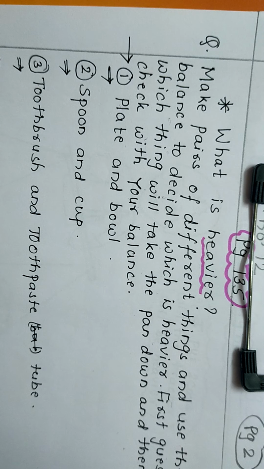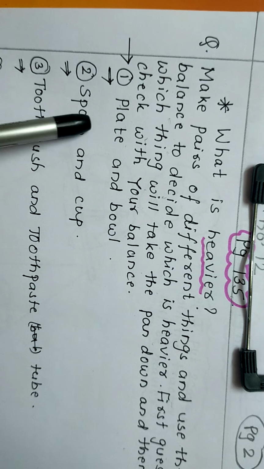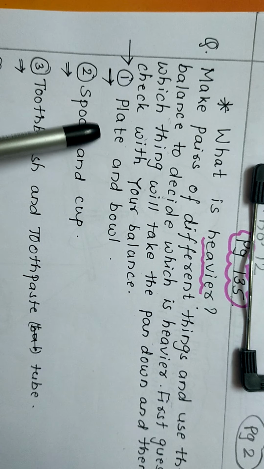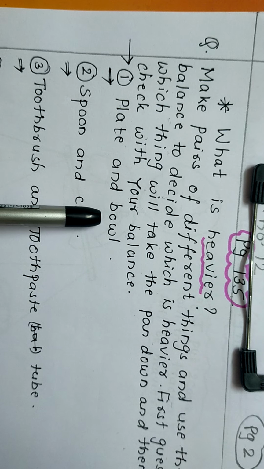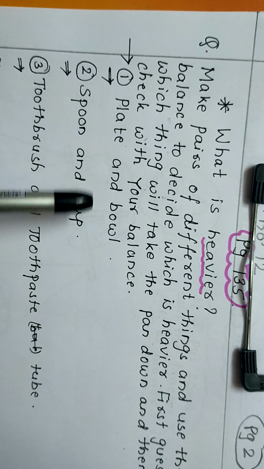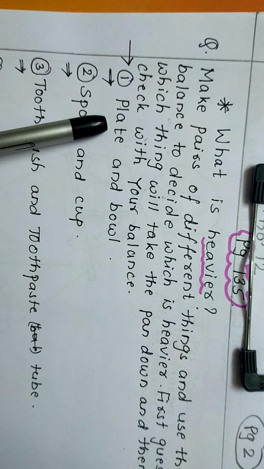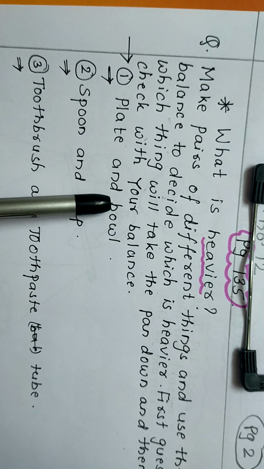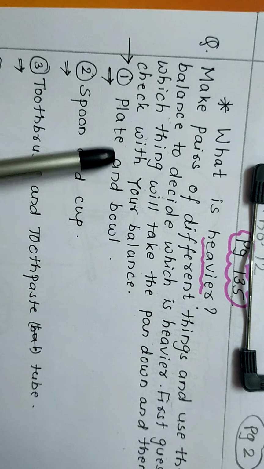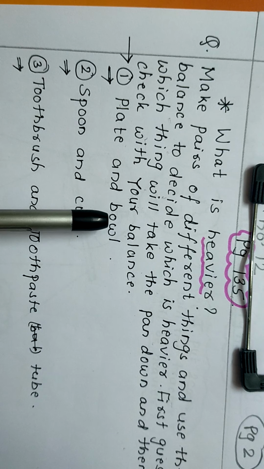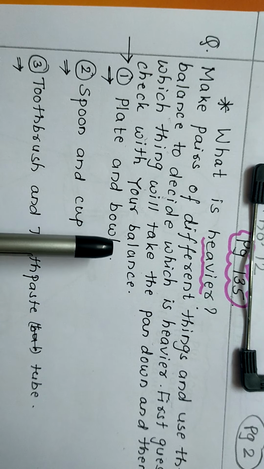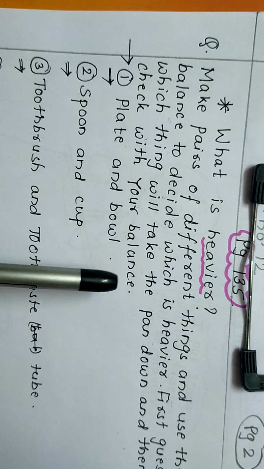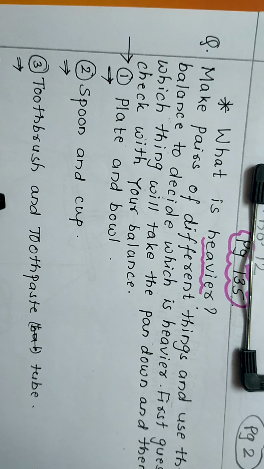After that, first of all, we have to do the guessing. Suppose first I have taken plate and bowl. First of all, I have to guess which one is heavier. So suppose I said the plate is heavier. After that, what you have to do? You have to weigh this plate and this bowl, and from that you come to know which one is really heavier, and that thing you have to write here. So these all things are there. No need to weigh, only by seeing we can say that this thing is heavier.